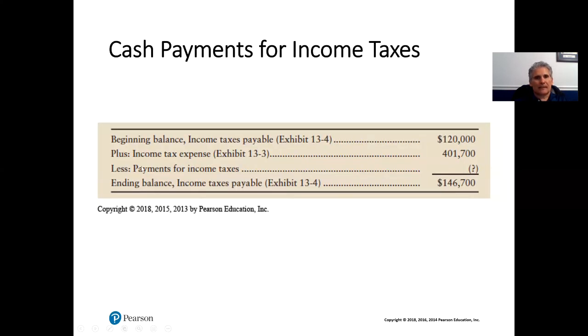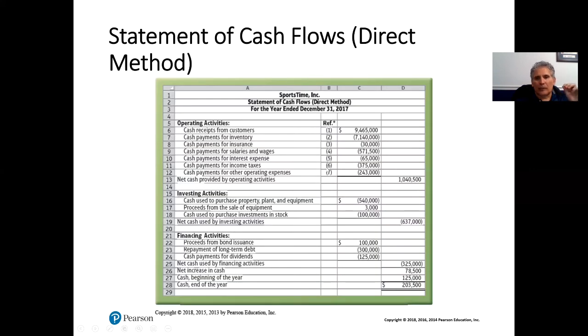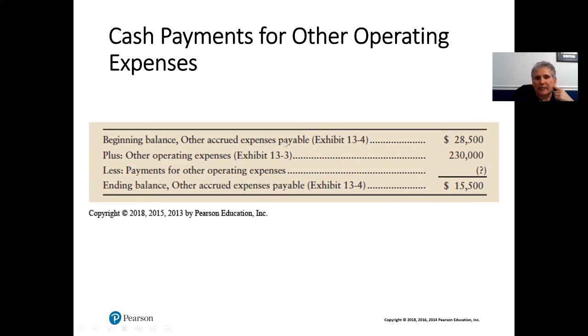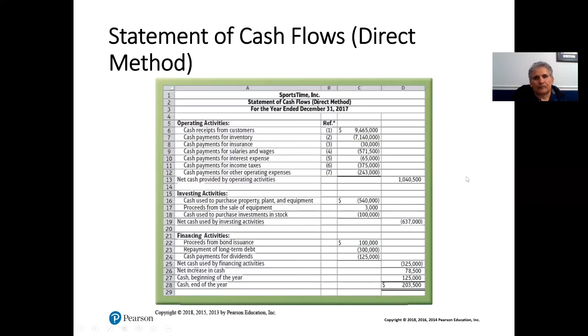Payments for income tax, beginning income tax payable, 120,000. Income tax expense, 401,700. Less payments for income taxes, unknown variable. Ending balance, income tax payable, 146,700. Solve for the unknown variable. So income tax is 375,000 negative. And then operating expenses, beginning other accrued expenses payable, 28,500 plus other operating expenses. We have that on the income statement, $230,000. Less payments for other operating expenses, that's the unknown variable. And the ending balance of other accrued expenses payable is 15,500. Solve for the unknown variable. You should get $243,000, and then you know that that's a payment, so that's a reduction of cash.